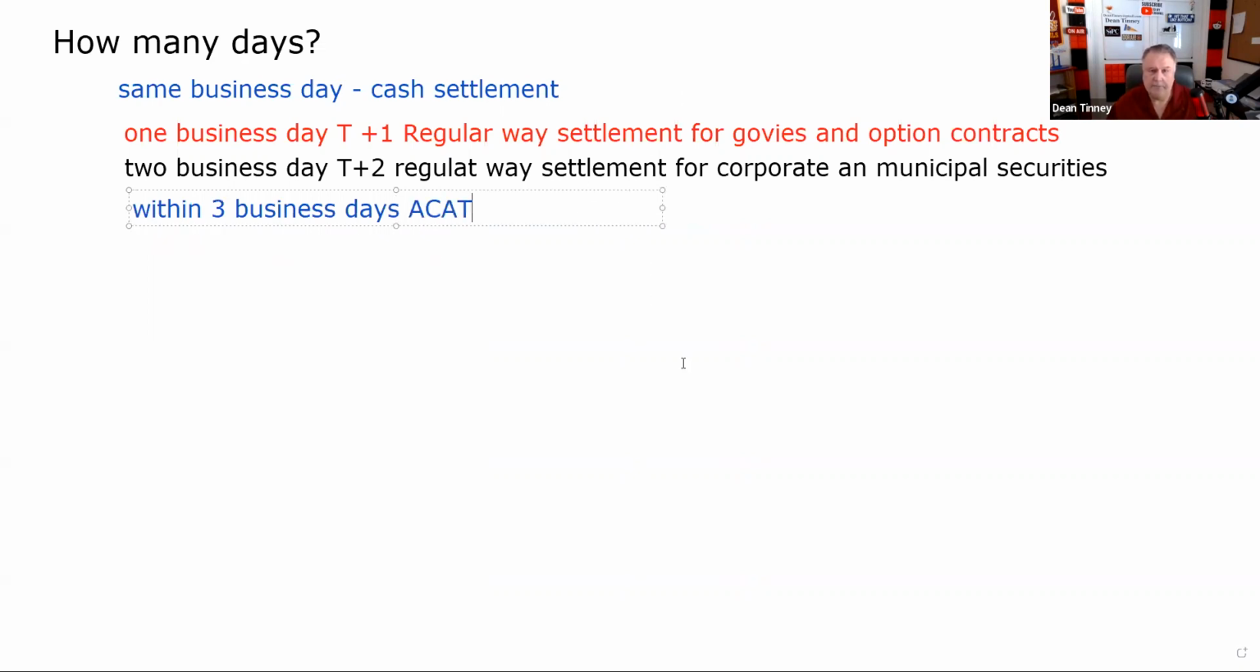Okay, so that means I got to put back my 4 days. And that's Reg T settlement for customers. Customers get 2 additional days to settle trades. So T plus 4 for the customer to meet that margin call.